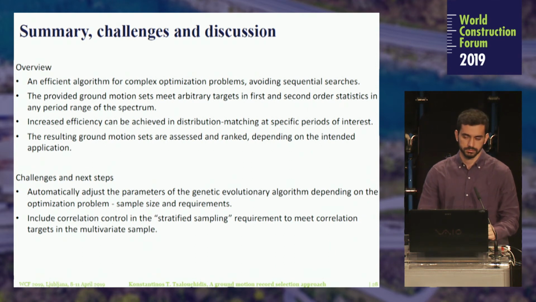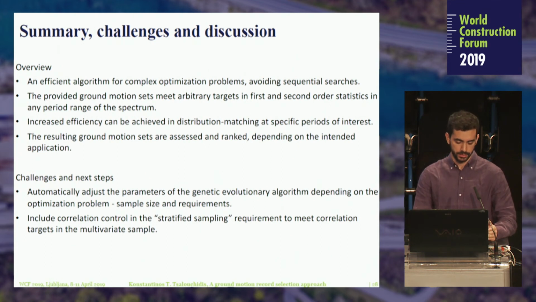And here are the conclusions. The algorithm can be efficient for complex optimization problems such as ground motion record selection, in order to avoid sequential searches, and this is pretty important as ground motion record data sets are increasing with time. The provided algorithm, or methodology, can meet arbitrary targets in first and second order statistics, which is the key to any ground motion selection, and how we can increase efficiency.